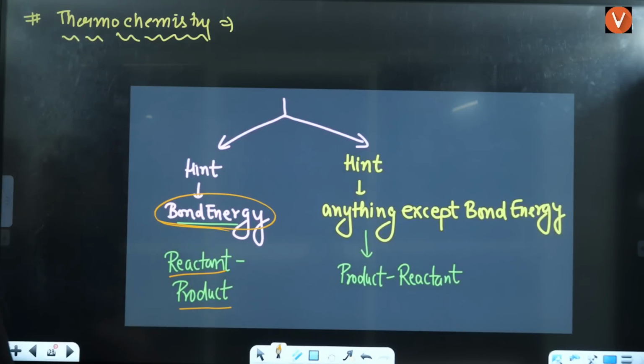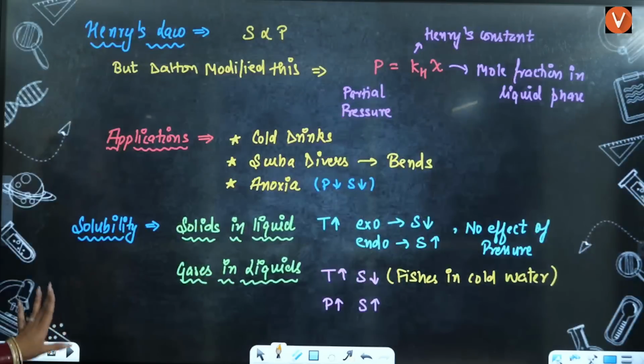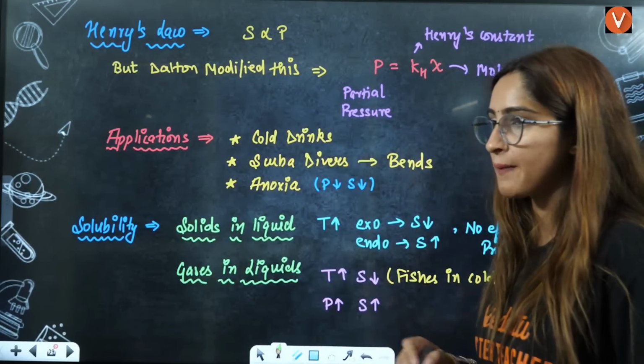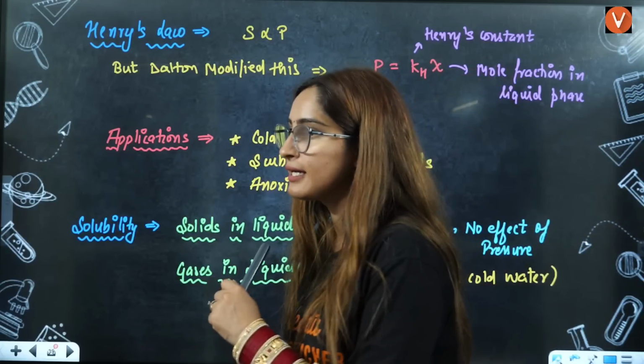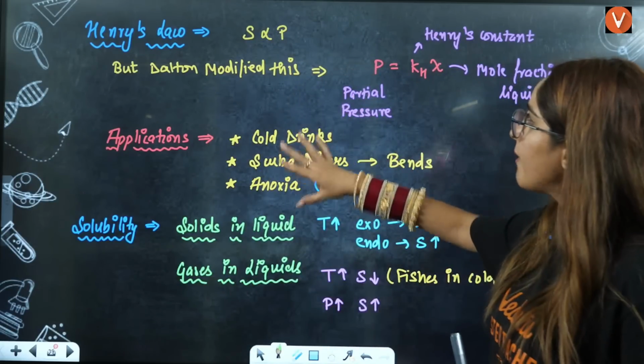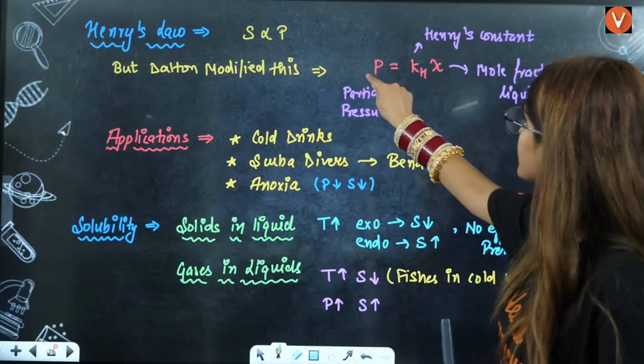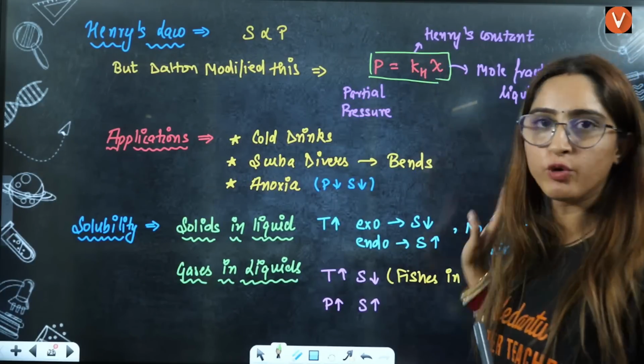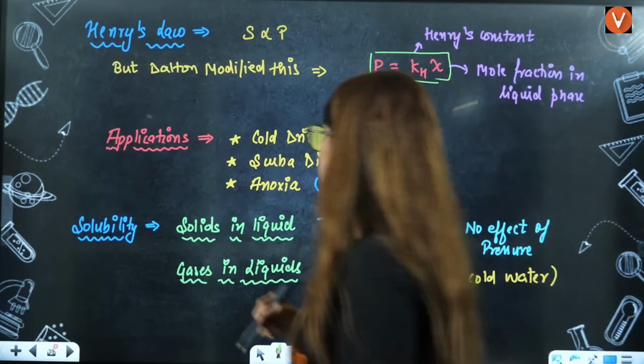Okay, is that clear? Now, next is the solution chapter. Let us answer that. So first is Henry's law. Directly, Henry's law is P is equal to KH into, this is Henry's constant, into mole fraction. Directly use this formula, right?